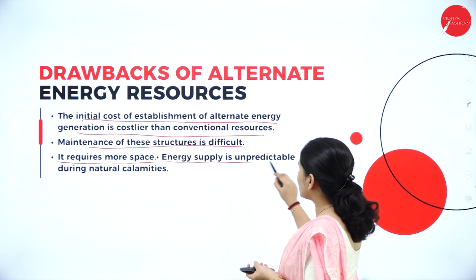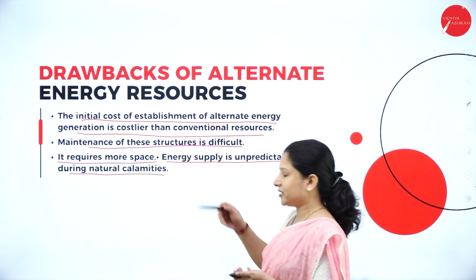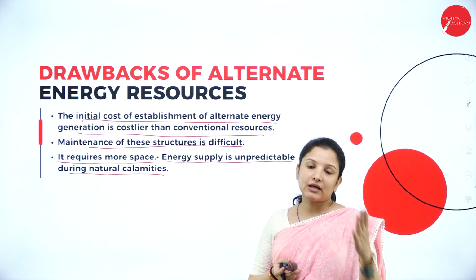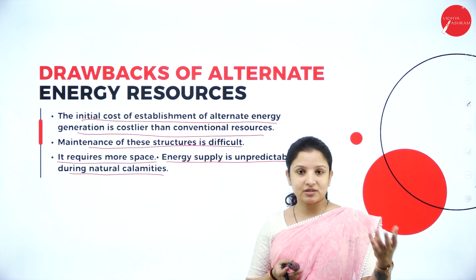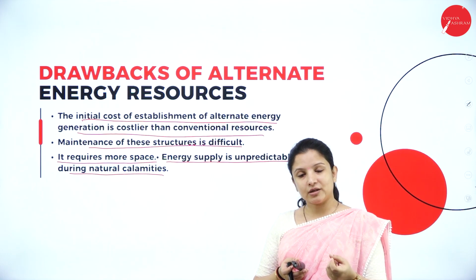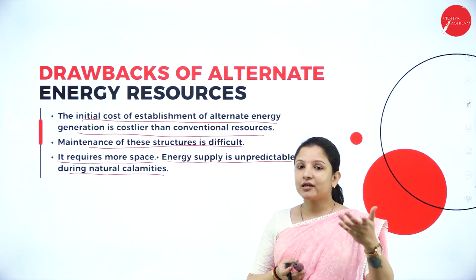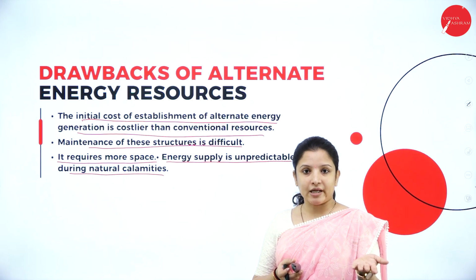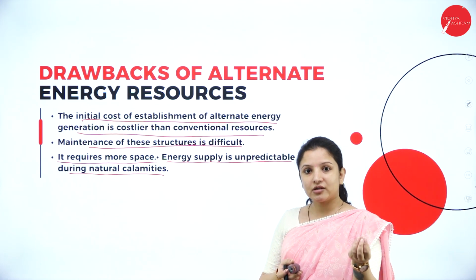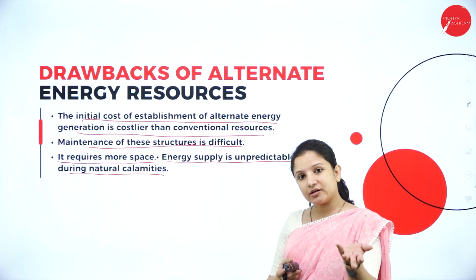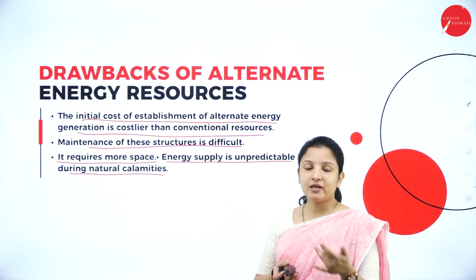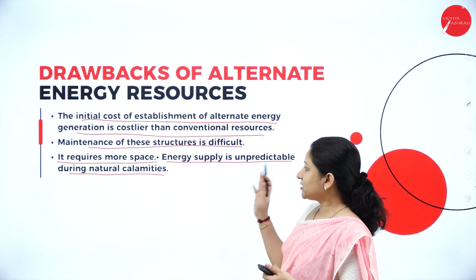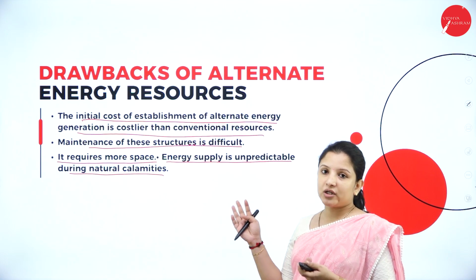And the energy supply is also unpredictable during natural calamities. Say for example, I'll talk about solar energy. During the rainy season, we cannot completely depend on solar energy, right? Because it is cloudy. Therefore, enough solar energy cannot be got. Therefore, electricity cannot be given to that particular household during the rainy season or during cloudy weather. Of course, during natural calamities petrol and diesel can be provided, but electricity cannot be provided continuously. So that is why energy supply is also unpredictable during natural calamities.